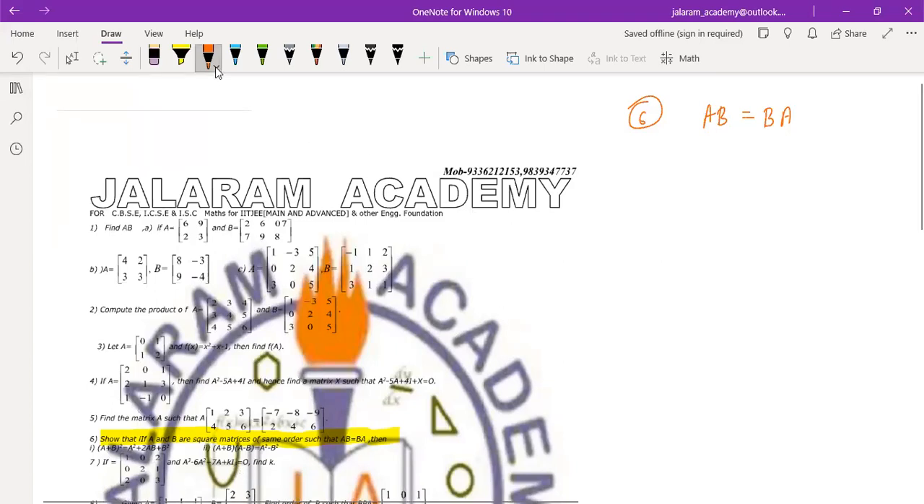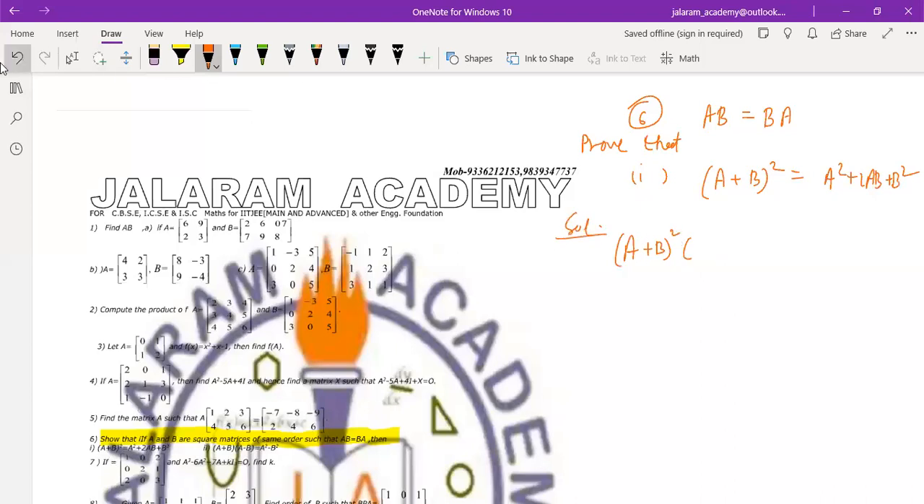So in the first part, we have to prove that (A plus B) whole square equals A square plus 2AB plus B square. In the case of matrices, this property is not always correct. But why is it not correct? We will discuss this.